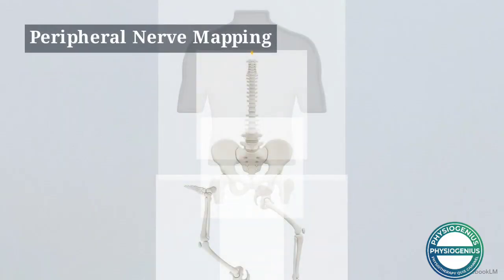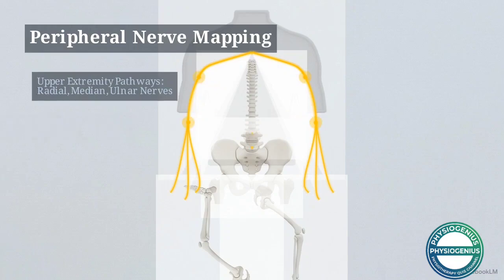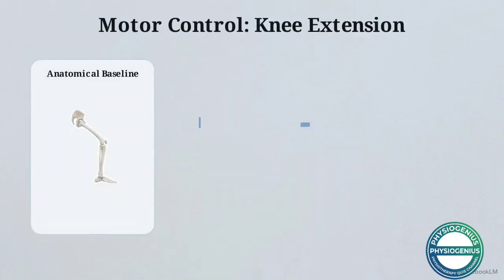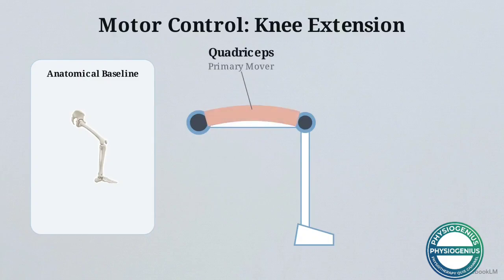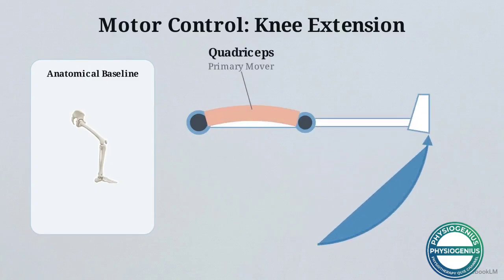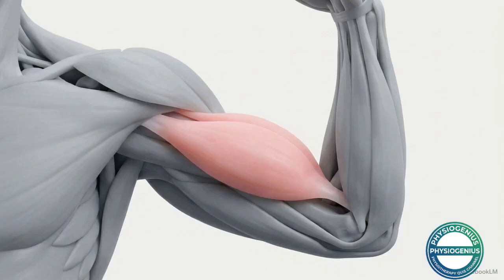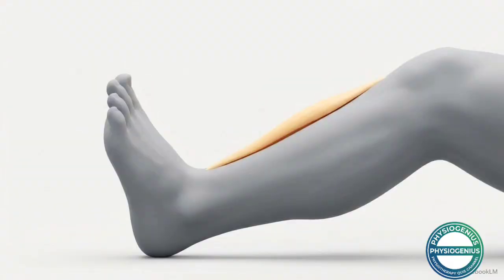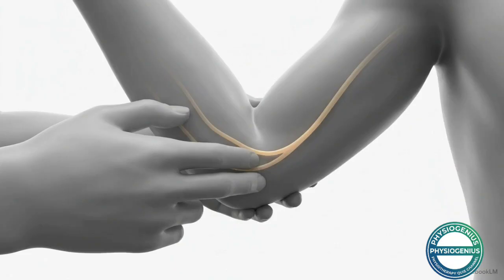Before analyzing central disruptions, we establish a baseline by mapping functional anatomy in the extremities. Motor control is highly localized. The quadriceps act as the primary movers for knee extension, while the biceps brachii directly drive elbow flexion. Down in the lower leg, the tibialis anterior is the specific muscle responsible for pulling the foot upward into ankle dorsiflexion. When healthy mechanics fail, clinicians look for specific peripheral nerve impingements.